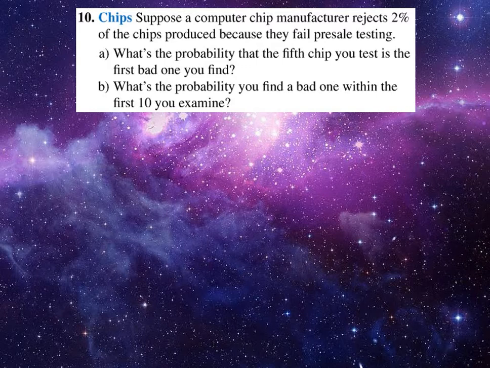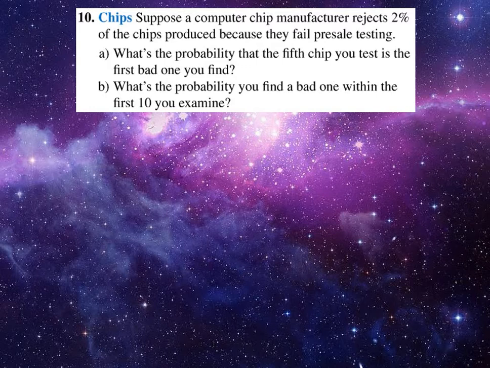Now again, just because they say the word chips doesn't mean we're talking potato chips. I have to remind myself of that every single time. So here we've got a problem talking about computer chips, and it says that we're going to reject 2% of the chips produced because they fail pre-sale testing. Now before I answer any probability questions on this, I need to talk about what the model is, what everything is dealing with, because you've got to define it and show what work you need to show.